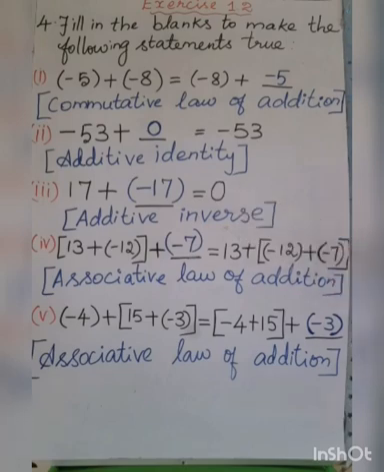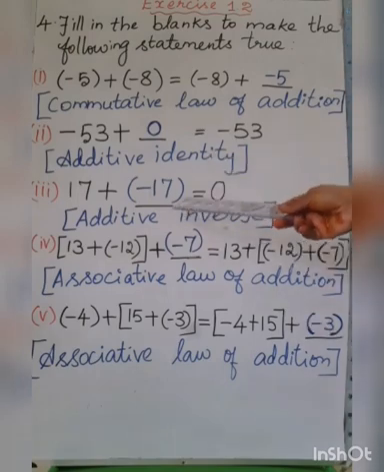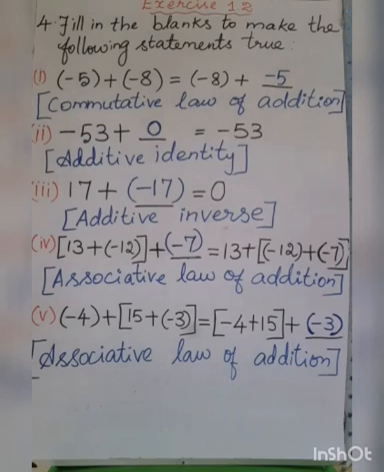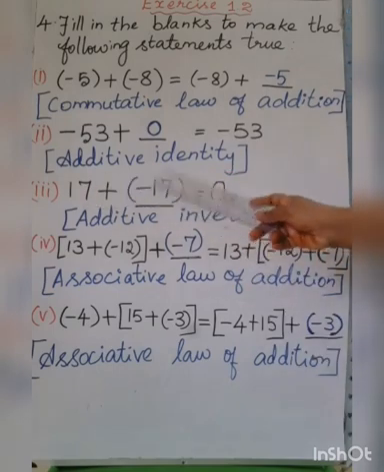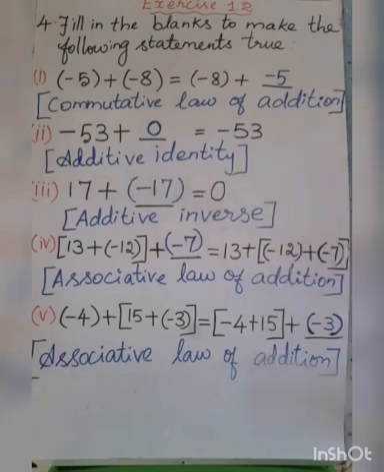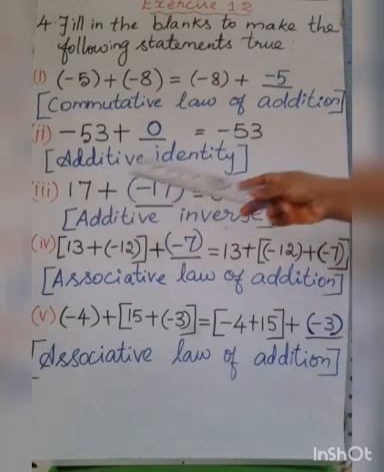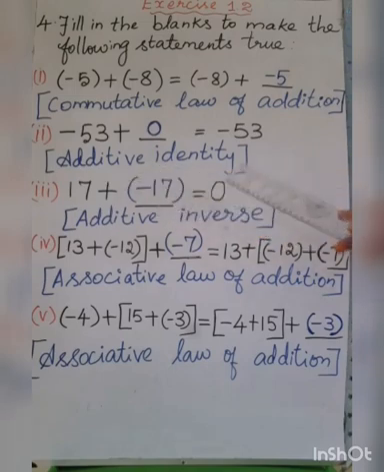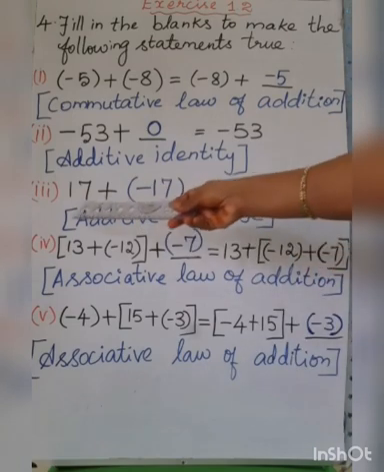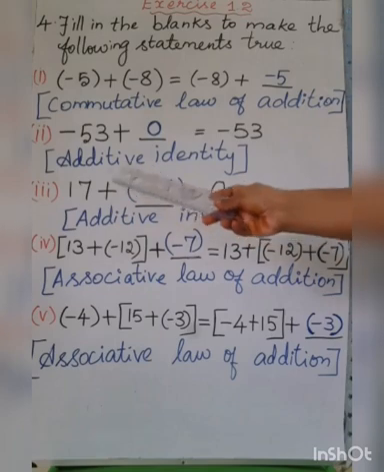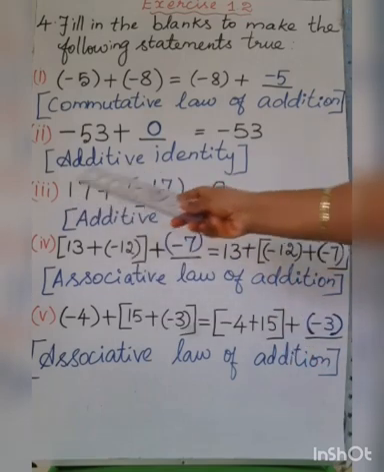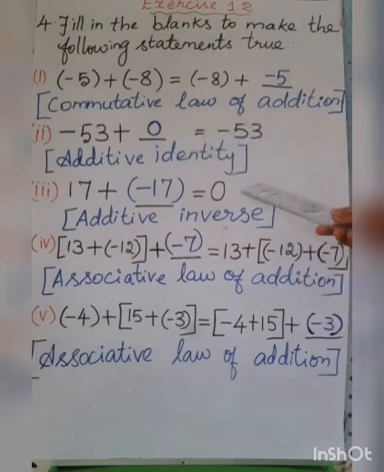The third one is 17 plus dash equals 0. Which number is to be added to 17 to get the answer 0? The same number with the opposite sign. 17 is positive, and minus 17 added to it gives the answer 0. This is not a property; it is the meaning of additive inverse. The numbers are the same but with different signs, meaning opposite signs: here the positive sign, there the negative sign, added together you get 0. So this one is additive inverse.